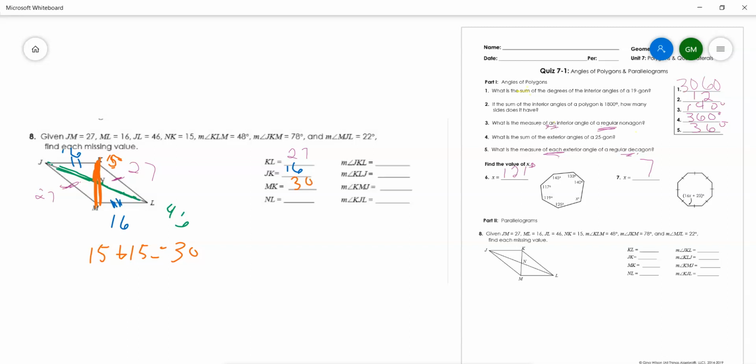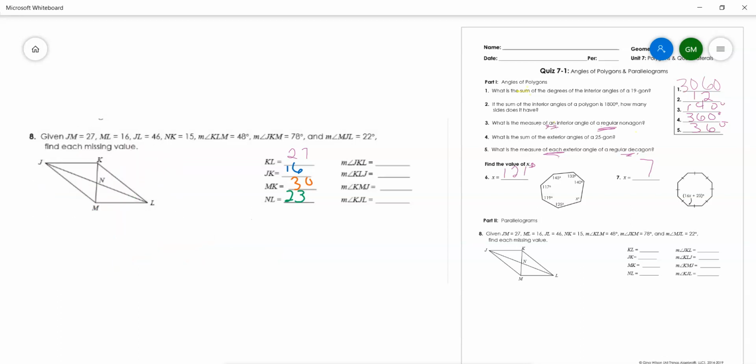All right, and finally, we have NL. NL was our green one here. And JL, the whole thing, was given to us as 46. NL is half of that. So 46 divided by 2 is 23. All right, so let's go ahead and erase some of this so that we can do the angles.